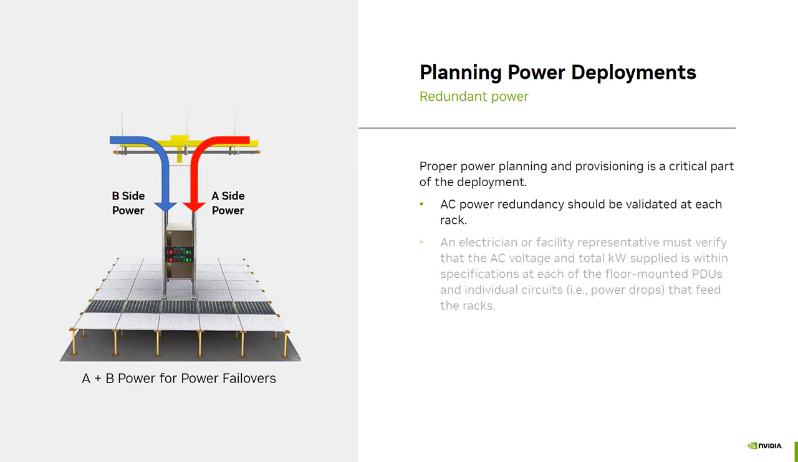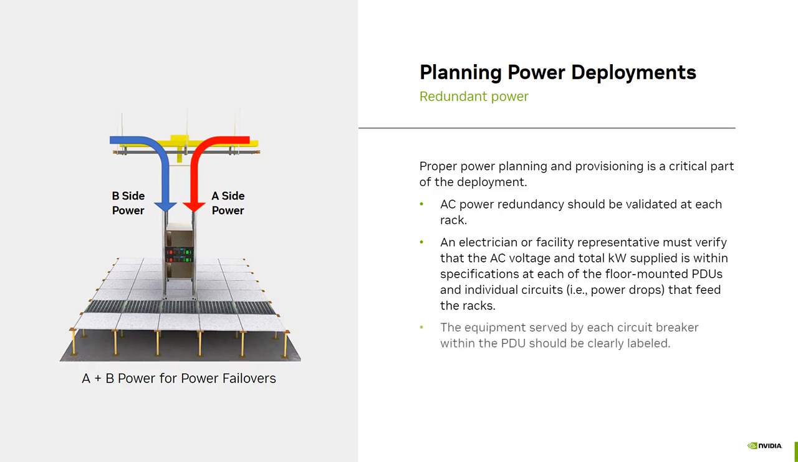An electrician or facility representative must verify that the AC voltage and total kilowatts supplied is within specifications at each of the floor-mounted PDUs and individual circuits, that is, power drops, that feed the racks. The equipment served by each circuit breaker within the PDU should be clearly labeled.